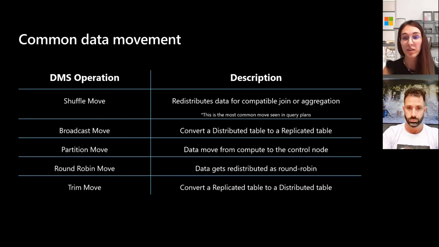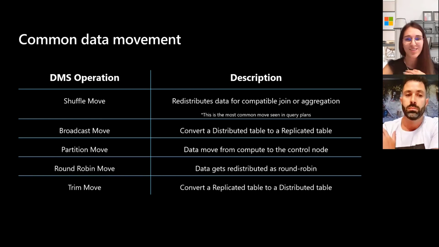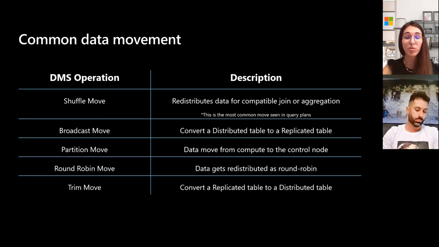This is also the most seen scenario for data movement that we come across. The broadcast move moves the distributed data into a replicated table. It's an operation that is frequently used when running a distribution incompatible join. And if you update the statistics, or if you replicate the table, then you can avoid this move.